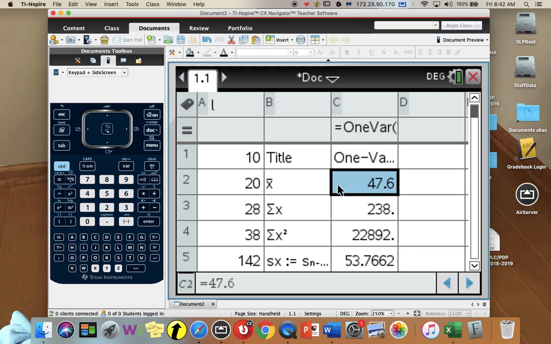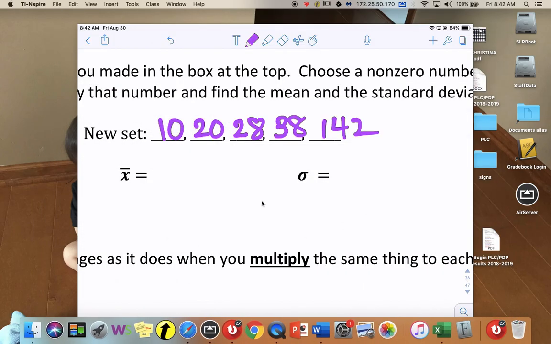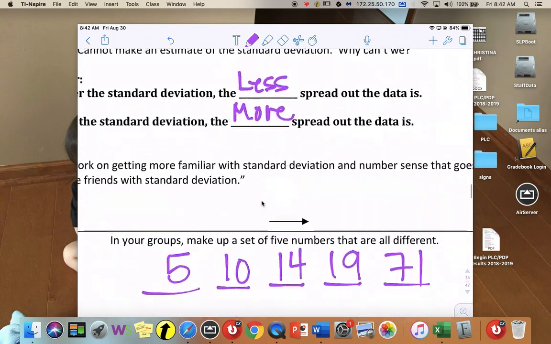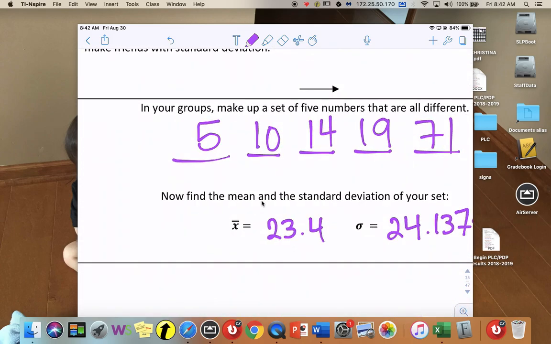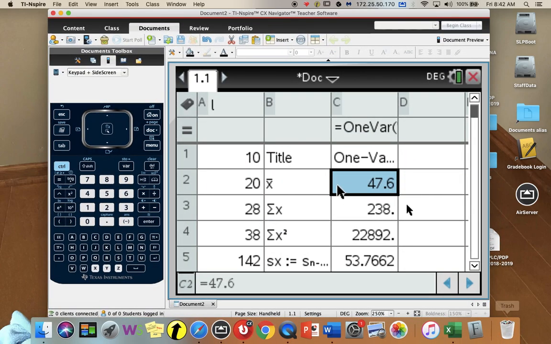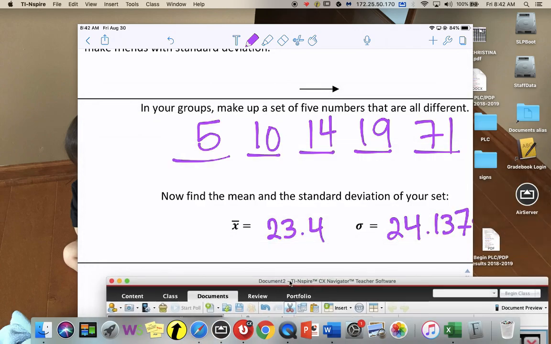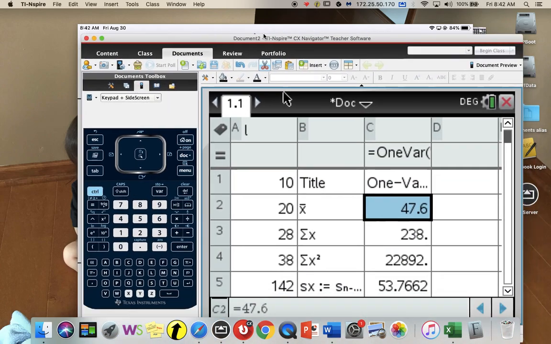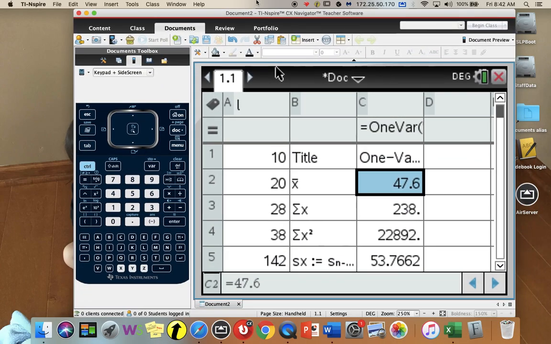Let's see. So our first average, go back to the original set. Our first average was 23.4. And if we double that, do we get about 47.6? And I would say yes, that is pretty close to double. So our average doubles and our standard deviation will double as well.